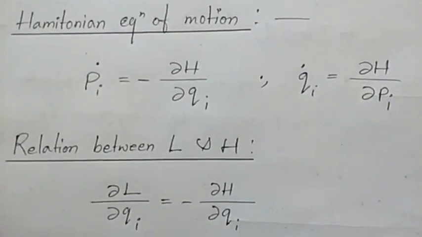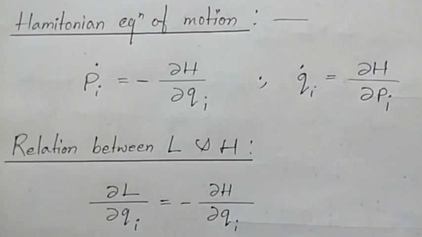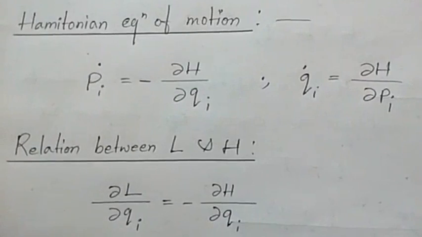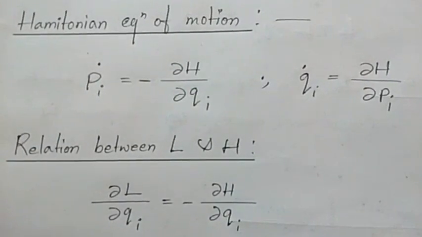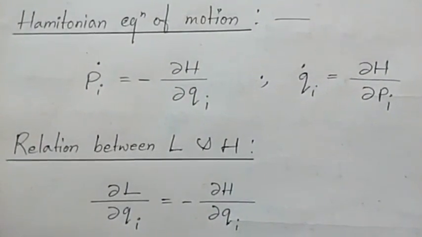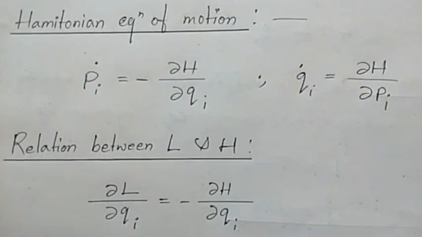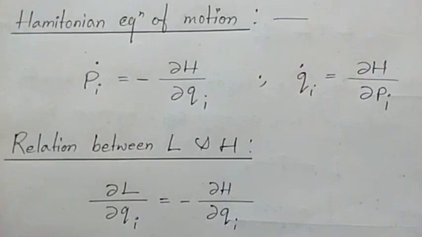Hamiltonian equation of motion is two sets of first order differential equations. One is pi dot equals minus del H by del qi. Another is qi dot equals del H by del pi.